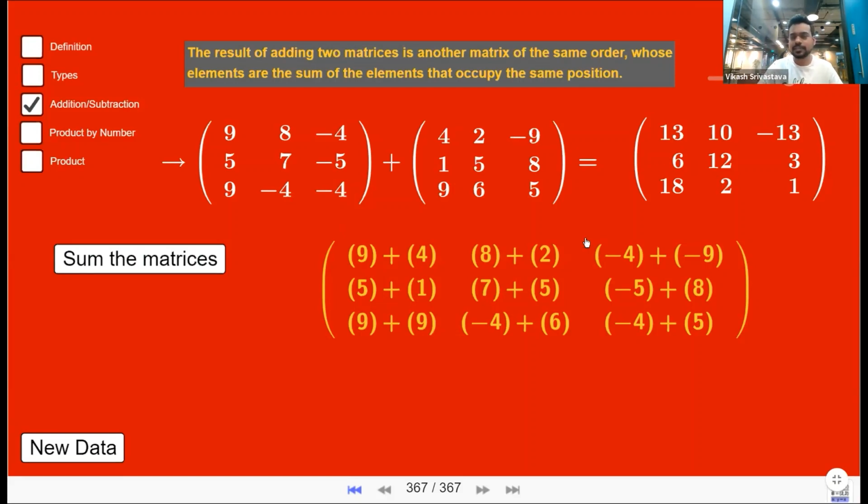Similarly, addition and subtraction are essentially the same operation. I can have minus here, so instead of the plus operator we'll have the minus operator. Whenever we want to subtract two matrices, we need to make sure that the order of both the matrices has to be the same.